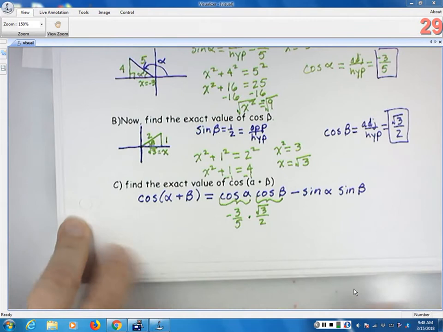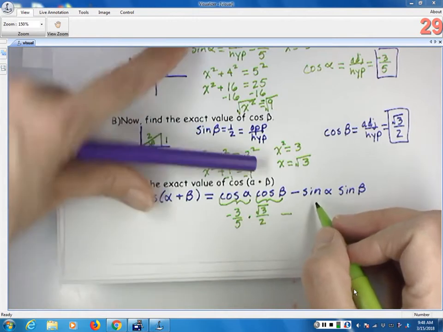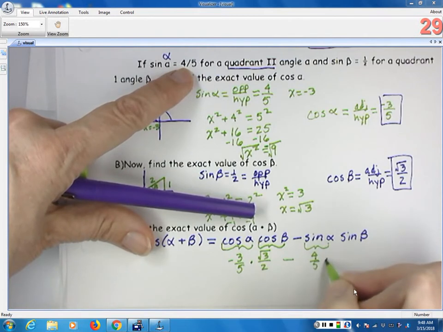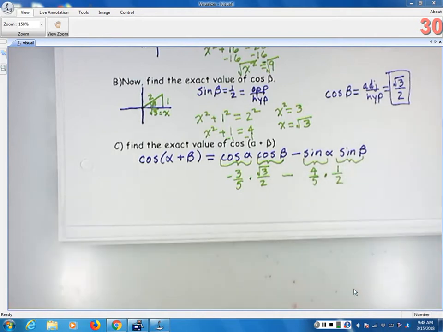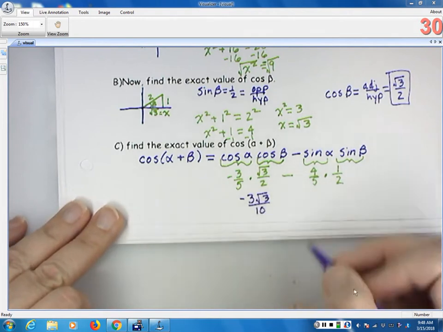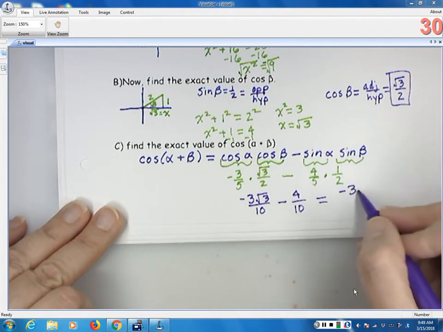So we're substituting. And then we're subtracting sine. Well, we were given sine of alpha was 4/5 up here. This is 4/5. Sine of beta was 1/2. So you have to drop the cosines and the sines now. Don't say that this is cosine of minus 3/5 times cosine of square root of 3 over 2. Okay? That's just a common mistake. Now we're going to multiply: minus 3 square root of 3 over 10, minus 4 over 10. So we're going to write that. Here's the exact value.